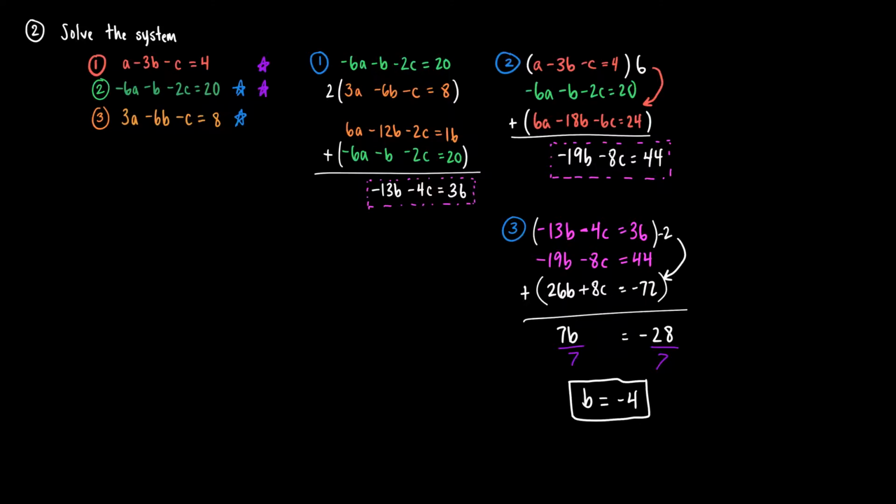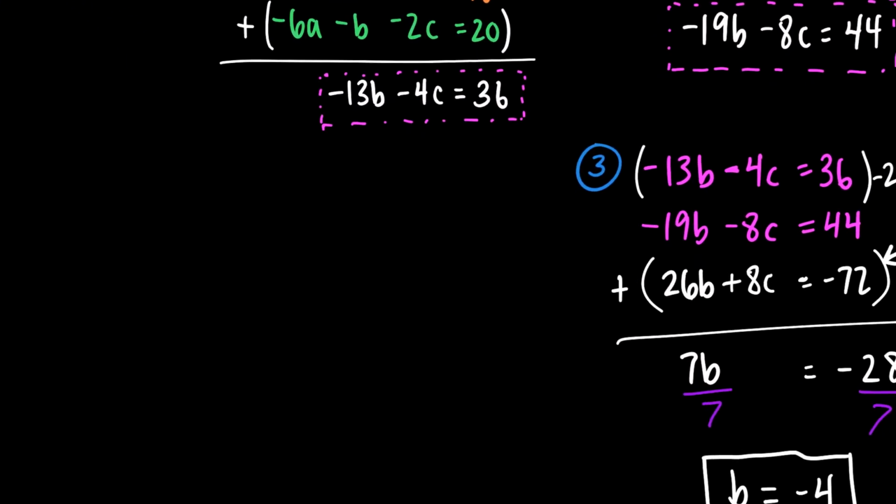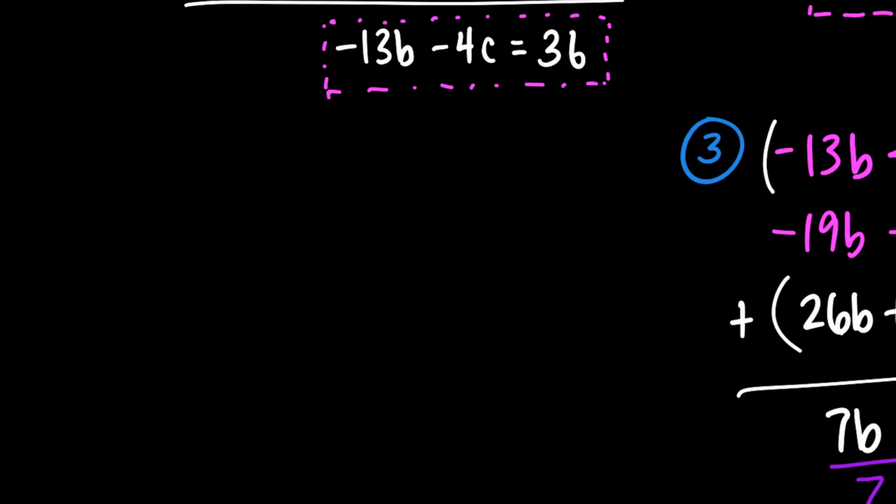So now what we're going to do is come back up to one of these pink equations, and use our knowledge of b being negative 4 to solve for c. It doesn't really matter which one we use. I'm just going to use this first one we got here. So we'll zoom in here, and we'll say step 4 is we're going to copy that equation. So negative 13b minus 4c equals 36.